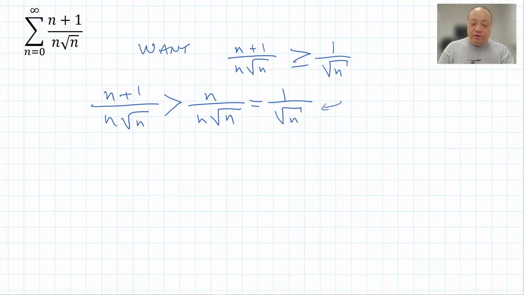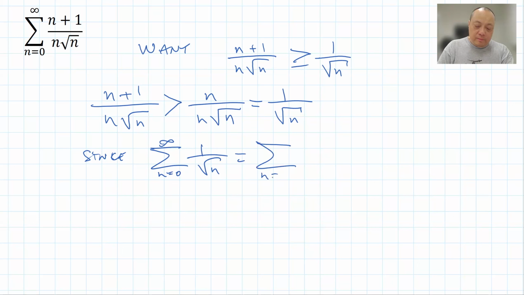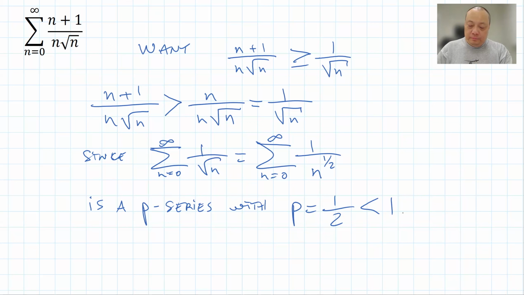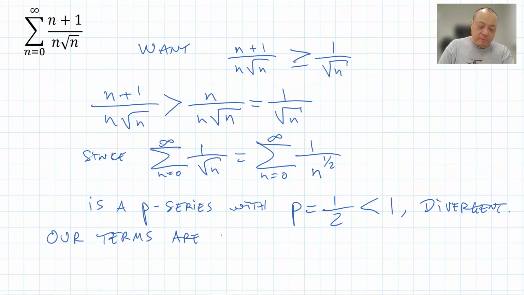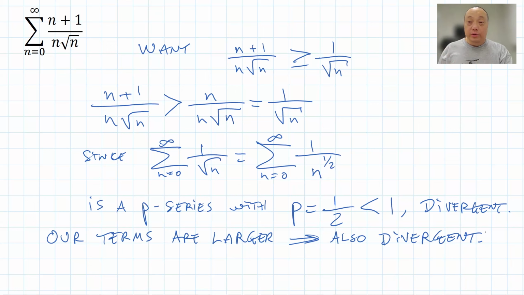And this series diverges. So I'm done. Since the summation of 1 over square root of n is a p series with p equals 1/2, and 1/2 is less than 1, that means it's divergent. Our terms are larger. Therefore, it's also divergent. And that's how we know that this given series diverges.